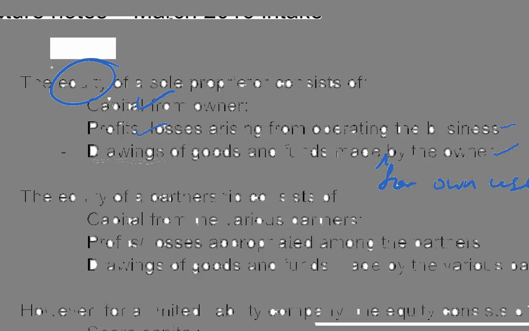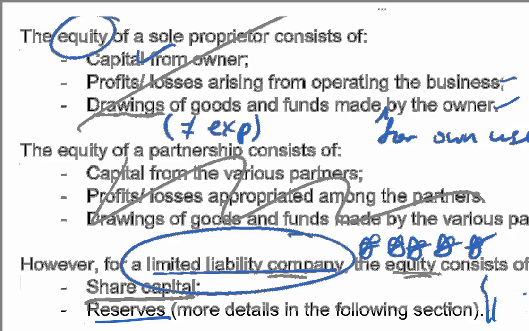However, for a limited liability company, equity is made up of share capital and reserves. We come to this in detail later on. For the purpose of the exam, sole proprietor is not important. For the purpose of the exam, limited liability company is the most important. If you want to know more details about sole proprietor, you can ask separately. Else, this is the focus for your exams: limited liability company. And in general, the statement of financial position for sole proprietor and partnership are very much the same. But is it important for the exam? Not important.